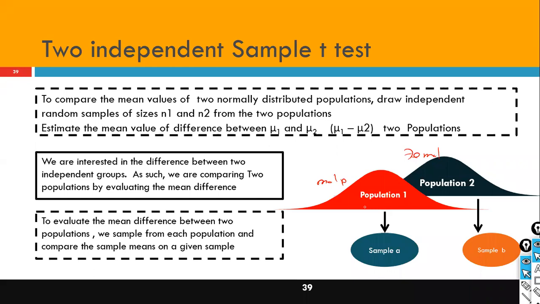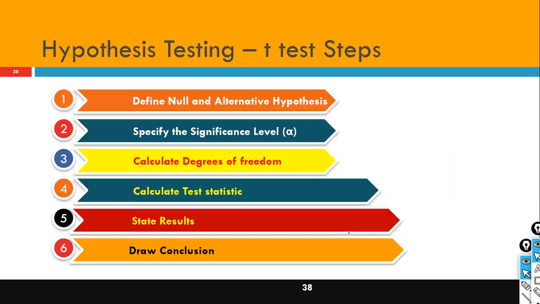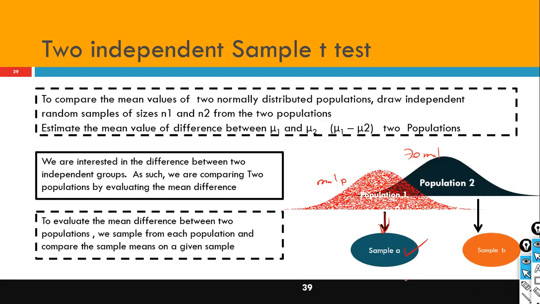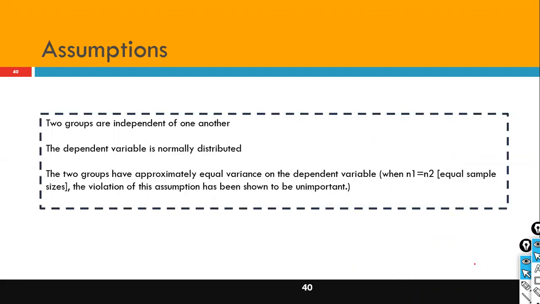Obviously we cannot take the entire population data of both male and female. Instead, we draw a sample from population 1, I call it sample A, and a sample from population 2, I call it sample B. To evaluate the mean difference between two populations, we sample from each population and compare the sample means. In this sample, what is the average amount spent by male? What is the average amount spent by female? We compare them and then we decide.